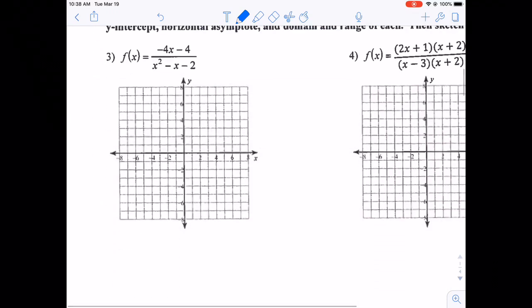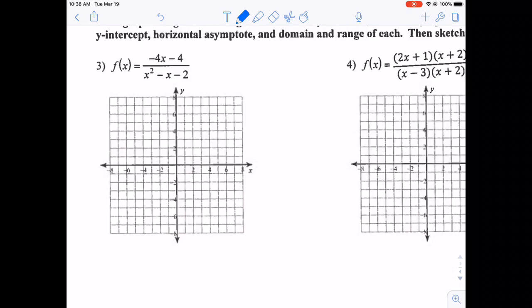All right, so number 3. First thing I'm going to do before I really start to graph this is come up with a horizontal asymptote. The horizontal asymptote is a comparison of the x's. My highest power of x in the numerator is x to the first, but in the denominator it's x squared. When there is a higher power of x in the denominator, our horizontal asymptote is automatically at 0.